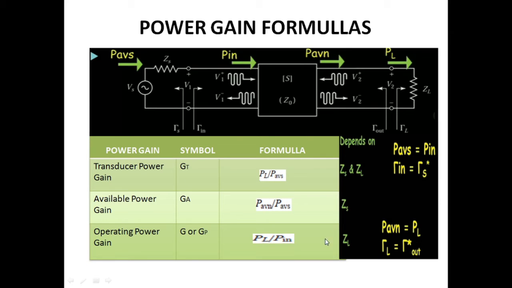So these are some formulas you should remember, as well as these two conditions, which are very important. The first condition: if you want to transfer maximum power available from the source, the maximum power available from the source is equal to the power delivered to the input side of the network when gamma in equals gamma S conjugate. Similarly, the maximum power available from the network is equal to the power delivered to the load when gamma L equals gamma out conjugate. These are the two conditions you should remember.